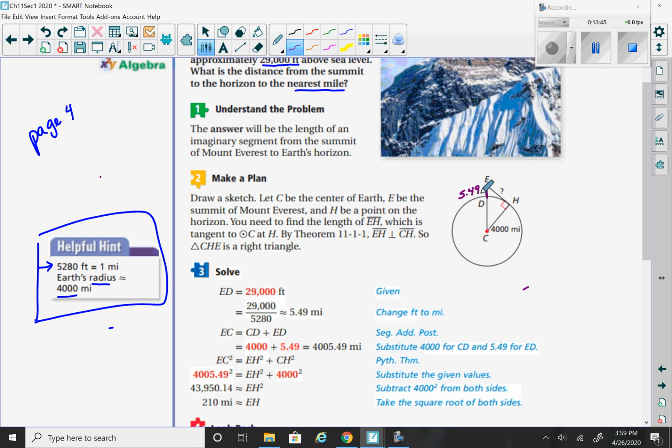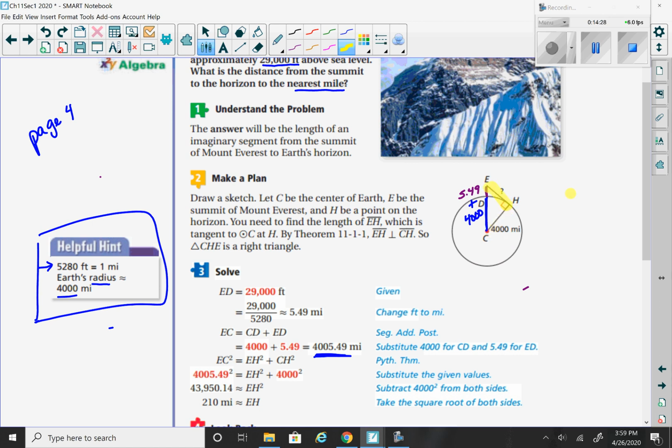They also told us over here in the margin that the Earth's radius is about 4,000 miles. So they did mark that here, right? There's my radius of Earth, 4,000 miles. But notice that all the radii are 4,000 miles. So even this radius right here, DC, is also 4,000 miles. So when I add those two pieces together, 5.49 and 4,000, we get 4,005.49. Hopefully you're noticing in the picture that this represents the hypotenuse of this right triangle. This other radius, 4,000, represents one of the legs, and we're just trying to solve for the missing leg.